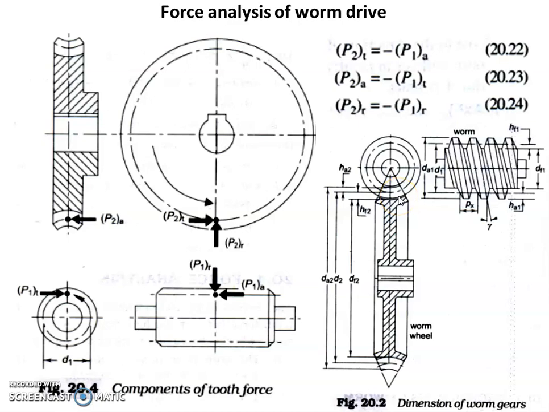If we consider the different components of forces, then already we have seen the tangential component of force, axial component of force, as well as radial component of forces. One represents the worm and two represents the worm wheel. We should understand the relationship between tangential and axial components of force, because if we consider this as tangential in case of worm, then that becomes axial in case of worm wheel.